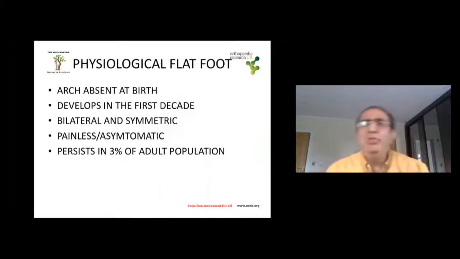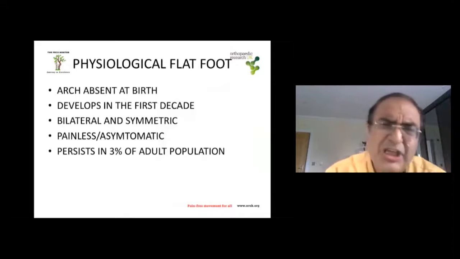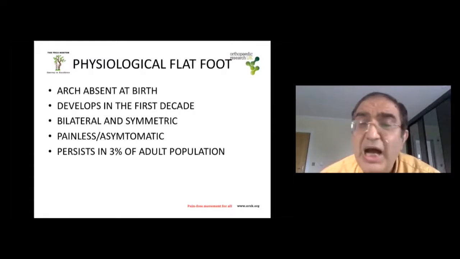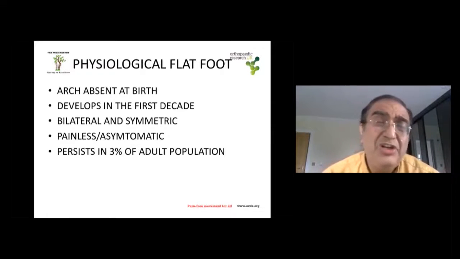The other common flat foot in the child, which is asymptomatic, is the physiological flat foot. All children are born with flat feet. This is because the arch is absent at birth. They have generalized ligamentous laxity. They have got fat pads in their sole, so the arch is not very apparent. And the arch can take up to 10 years to develop, the first decade.